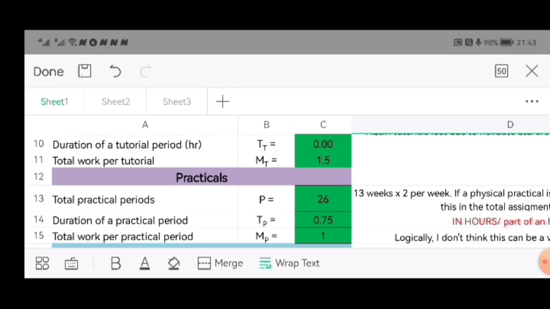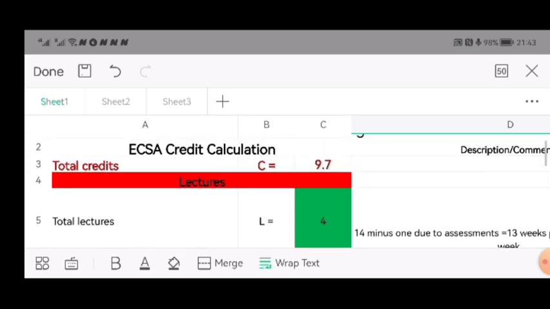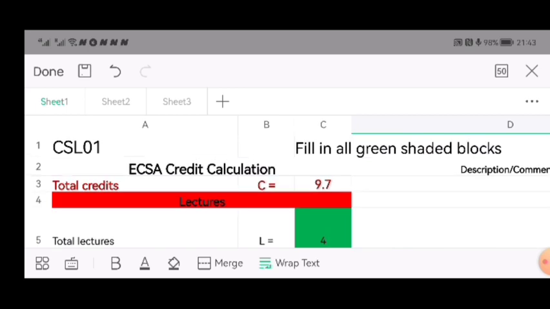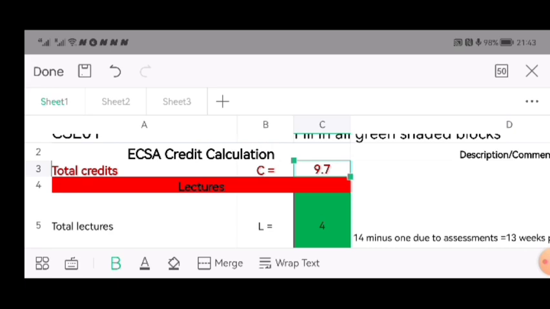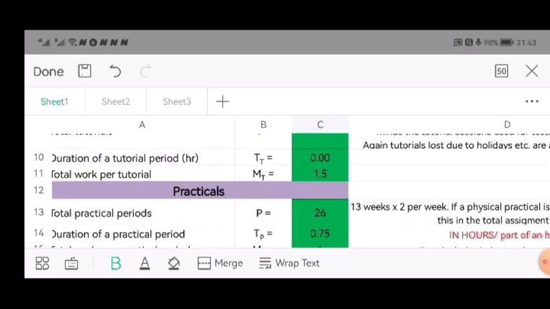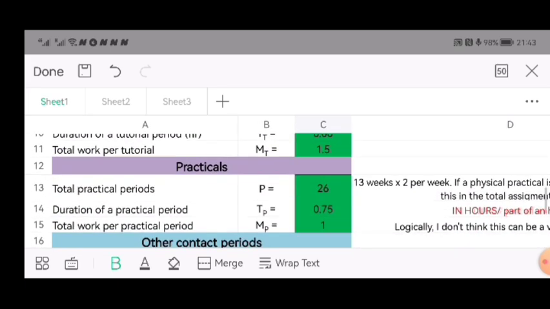And the total, but it's interesting to look at the total credit. It's 9.7 now after those few changes. So we still haven't got it to 1. So let's move on.